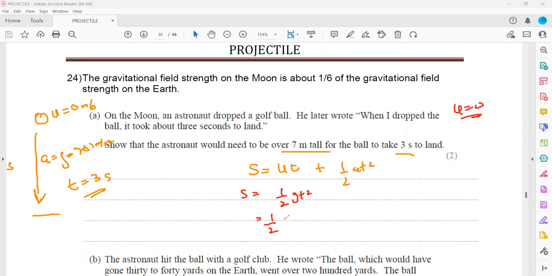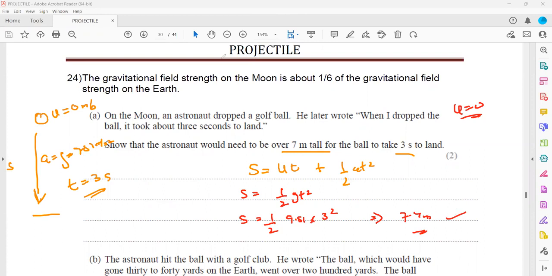Then it will be half times gravity 9.81 times time, that is 3, squared. When we simplify, this will give us about 7.4 meters. So it should be over 7 meters. So the statement is true if a ball is taking 3 seconds.